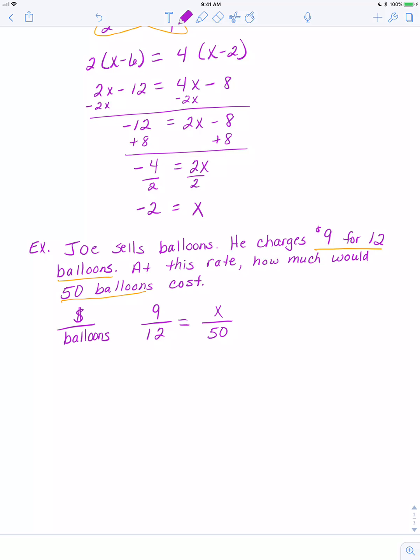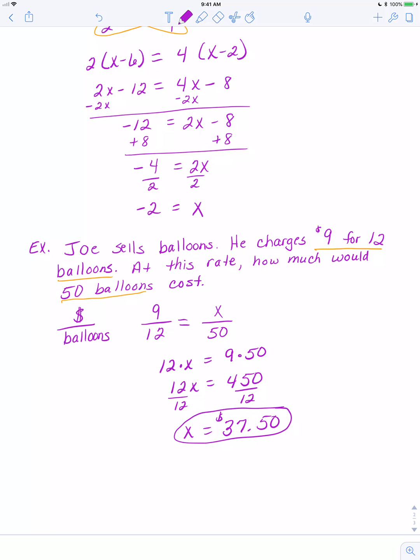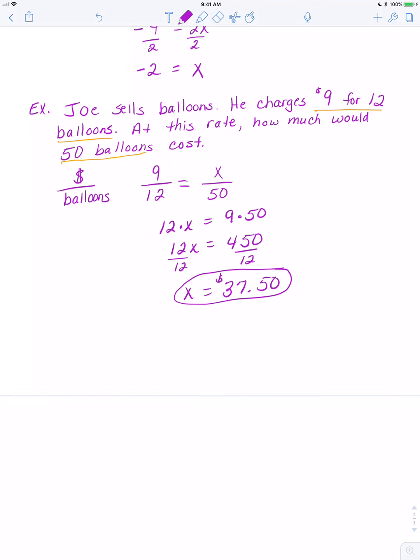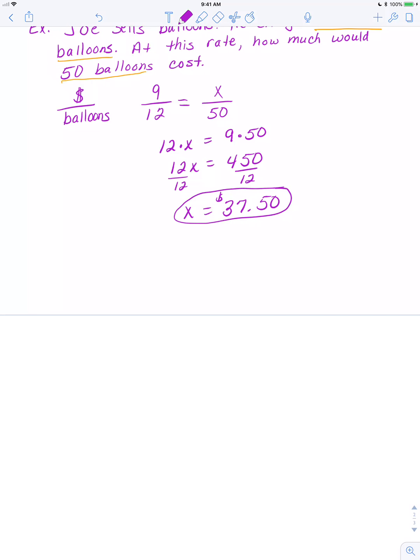Okay, so now all we have to do is cross multiply. So 12 times x is equal to 9 times 50. So 12 times x is 12x. 9 times 50 is 450. We'll divide both sides by 12. So x should be equal to $37.50. And that's very helpful when you're trying to figure out how much things might cost, what things can do.